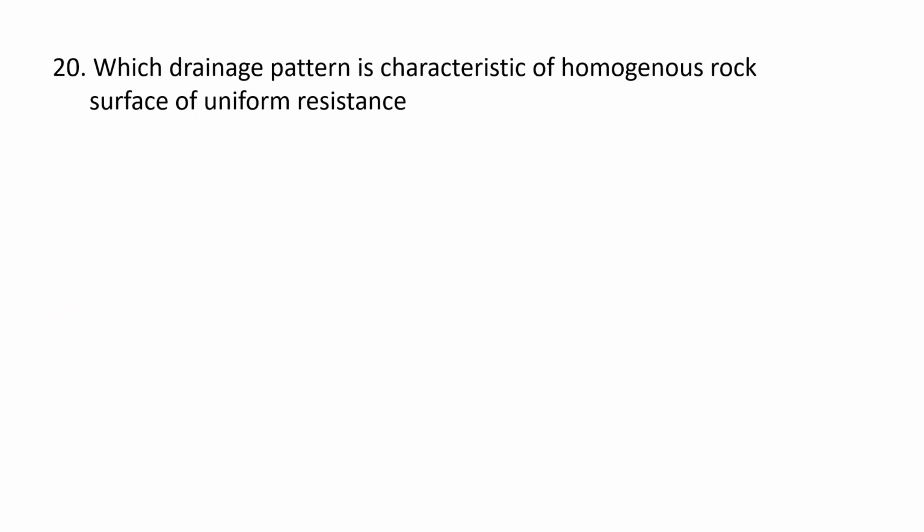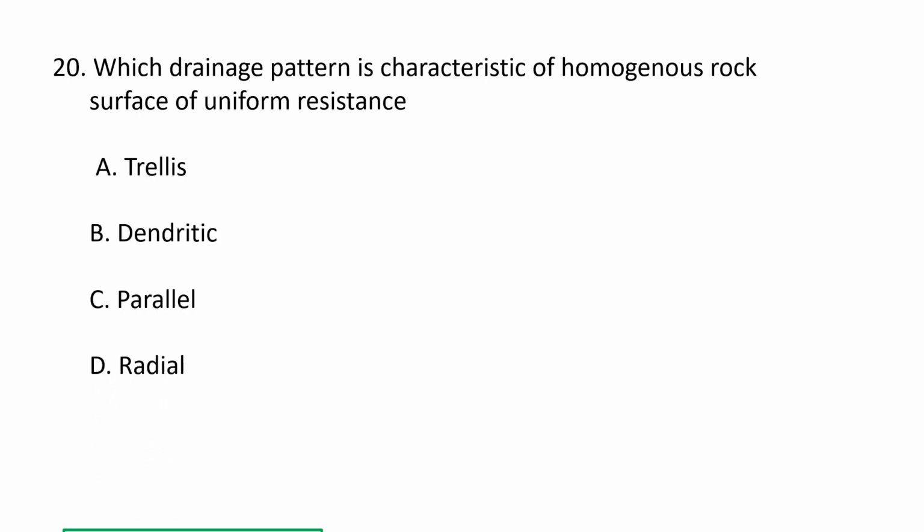Next question. Which drainage pattern is characteristic of homogeneous rock surface of uniform resistance? A. Trellis, B. Dendritic, C. Parallel, D. Radial. The drainage pattern characteristic of homogeneous rock surface of uniform resistance is known as dendritic drainage. A dendritic drainage pattern is the most common, and it looks like a branching pattern of tree roots. It develops in regions underlain by homogeneous material, so the subsurface geology has a similar resistance to weathering. There is no apparent control over the direction the tributaries take. So this drainage pattern is dendritic. B is the correct option.